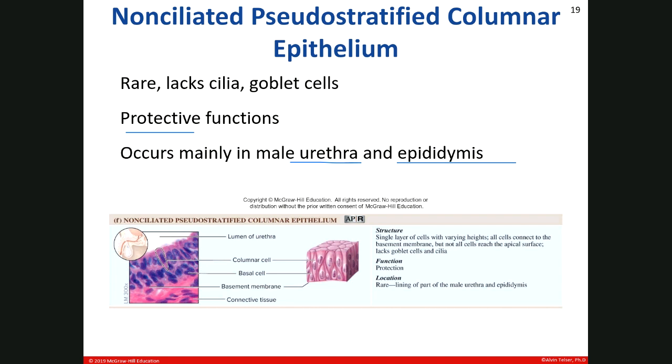Okay, there's three parts to the male urethra, which you'll learn next semester in 211, but the epididymis is associated with the testicle. You guys remember that, right? It's a little ridge-like structure. That's where sperm like to hang out and mature. Okay, so that's it for the simple.